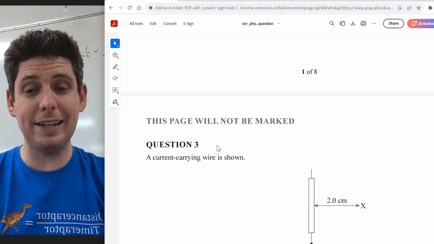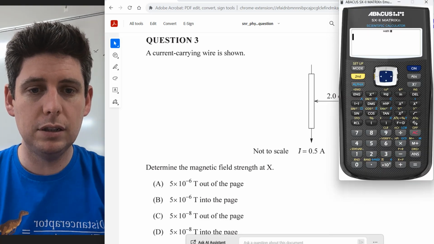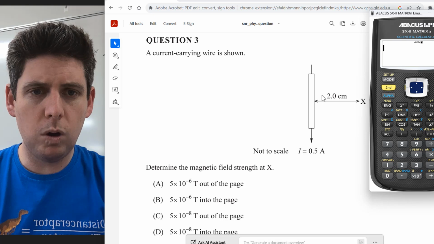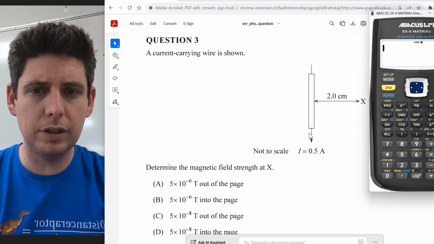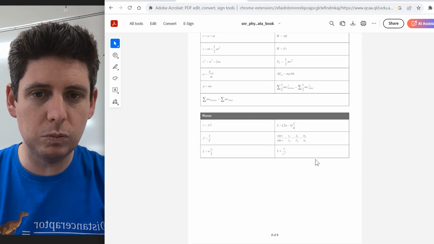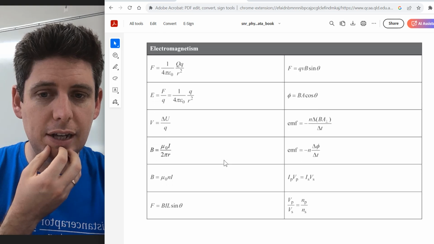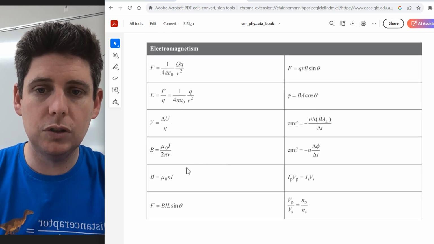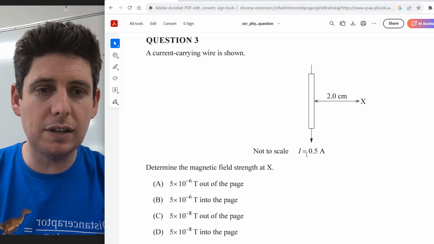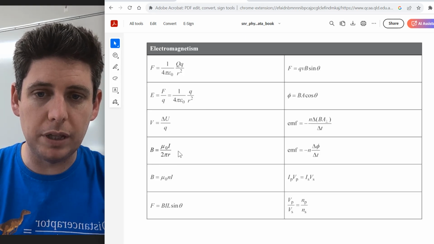All right, question 3. We have a calculator question, so get out your calculator. We've got a wire, current traveling through it, and we need the magnetic field strength at X. The formula book is helpful as well. If you didn't know this, magnetic field strength is indicated by B. So it's one of these two formulas. They've given us an I and they've given us an R, so that would be this formula here.